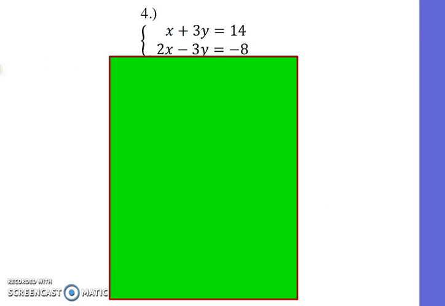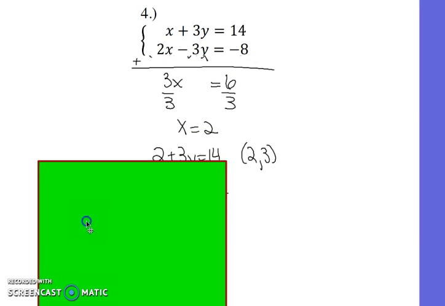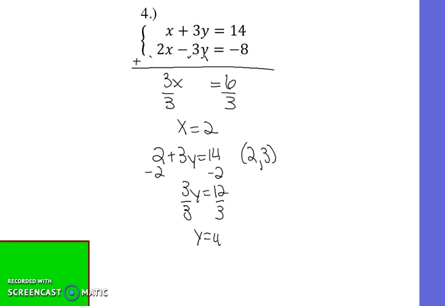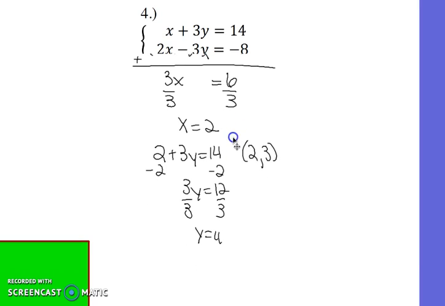The next one, go ahead, try it on your own. Hit pause. Okay, so when you did all the work, you should have ended up with 2, 3. They were already in standard form. You added them up, solved for x, substituted in, solved for y, and got a final answer of 2, 3.